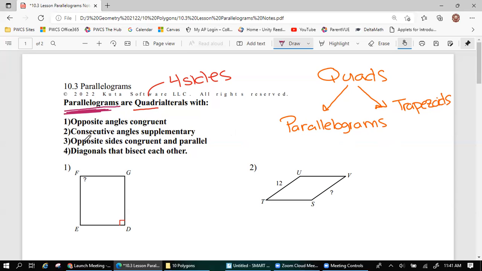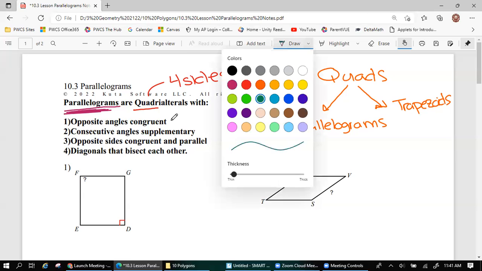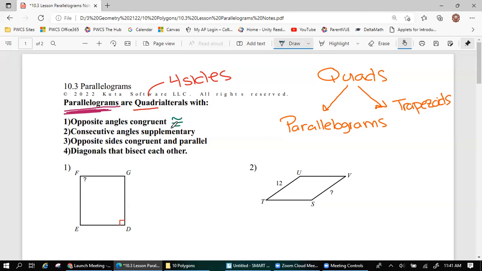They have 4 important characteristics. One is that their opposite angles are congruent. Remember, we give congruent this little symbol. That means that they are the same size and same shape. Their angles are the same shape, and same size means they're the same measure.